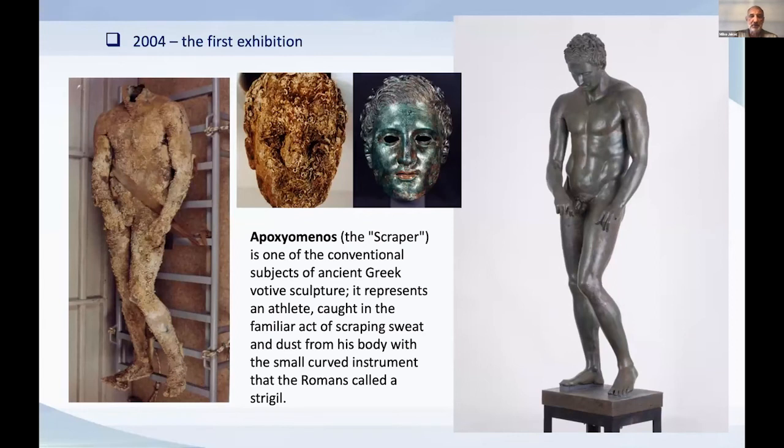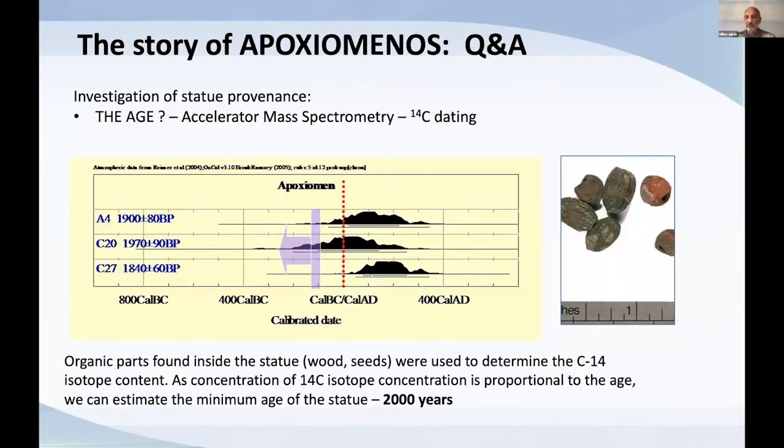So the name APOXYOMENOS comes from the athlete that is scraping off his sweat with a small instrument. And so this is a very classical Greek sculpture, which was also used by the Romans later on. And then the main question was whether it is of Roman or Greek origin.